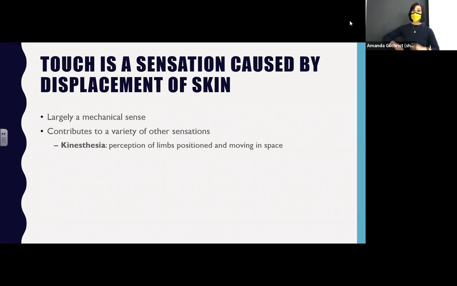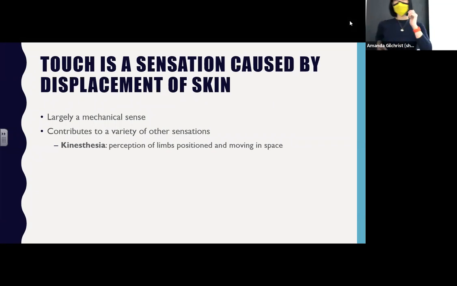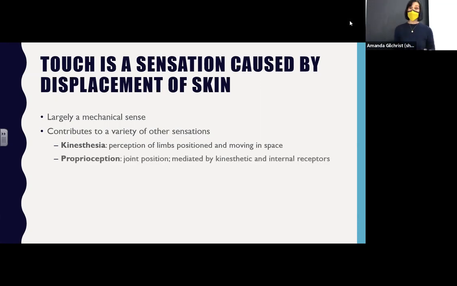So kinesthesia is often referred to as a sixth sense. I would actually argue our vestibular sense is our sixth sense, but kinesthesia is basically the perception of where your limbs are positioned and how they are moving in space. So when you're walking around people in a very crowded area, you have to utilize kinesthesia to make sure you don't bump into too many people. You've got to figure out how to position your arms, how to position your elbows when you walk, and so on. We have proprioception, which is a sensation of joint position.